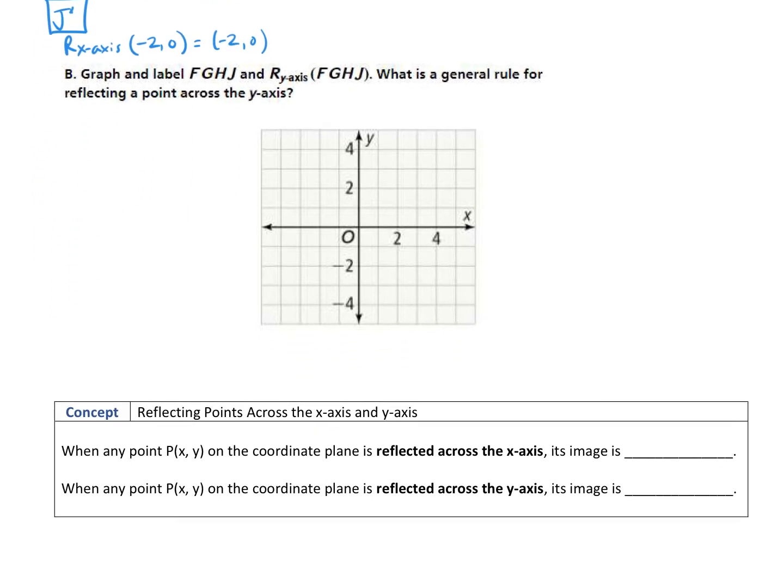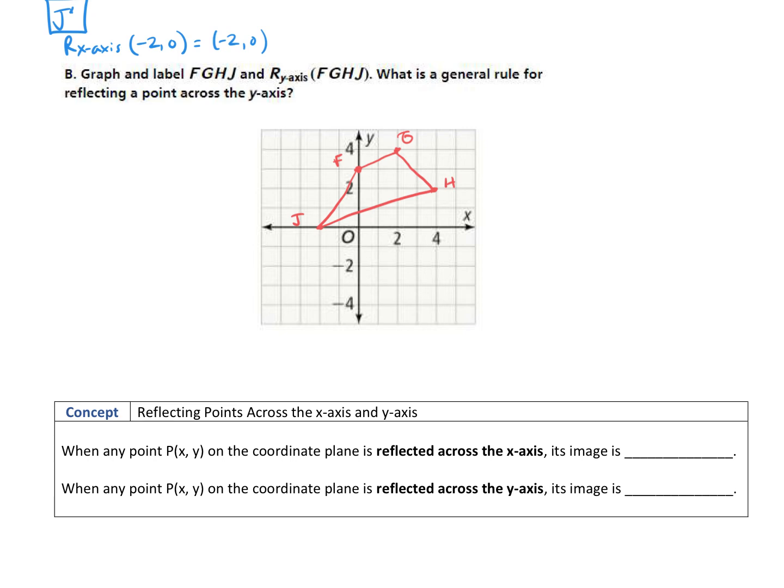Let's try another example. We need the same quadrilateral FGHJ. So I'm going to plot the same points. F was at 0, 3. I'll be consistent. So there's F, 0, 3. G is 2, 4. That's G. H is 4, 2. And J is negative 2, 0. We'll go ahead and draw in our quadrilateral again for our second example.